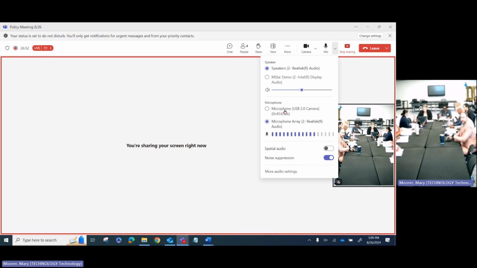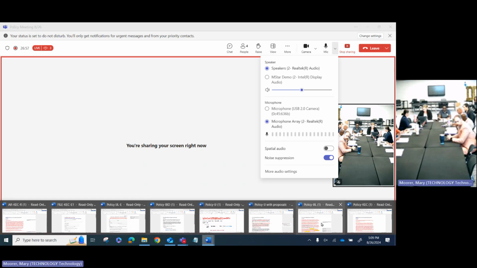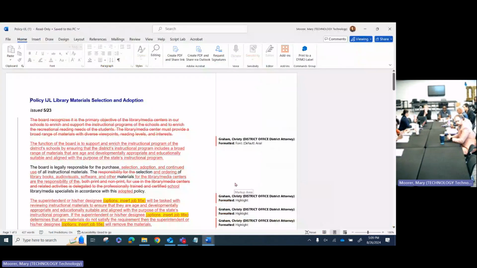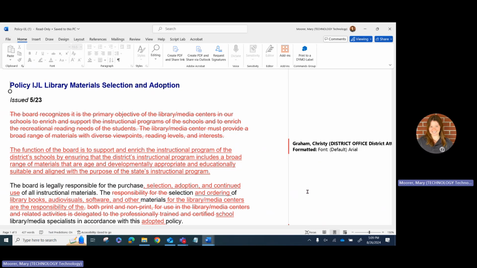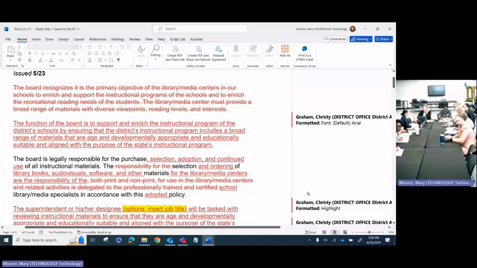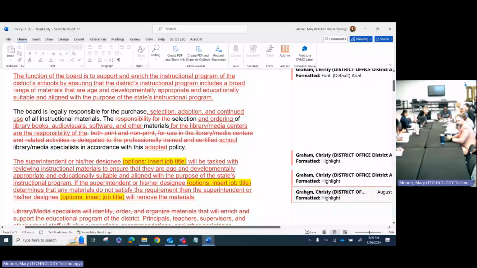IJL, library materials selection and adoption. Again, the red lines here are changes from the model policy. The first recommendation of the district is in the first paragraph, that would be the fourth paragraph.